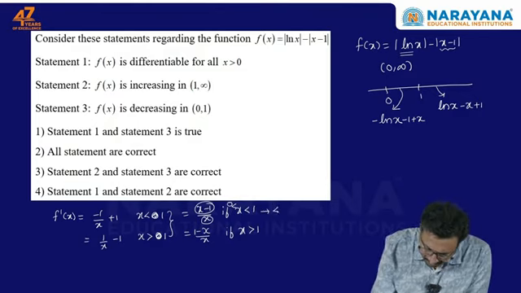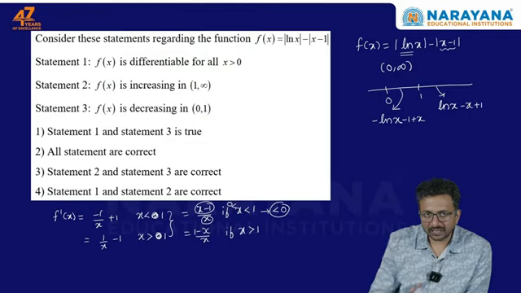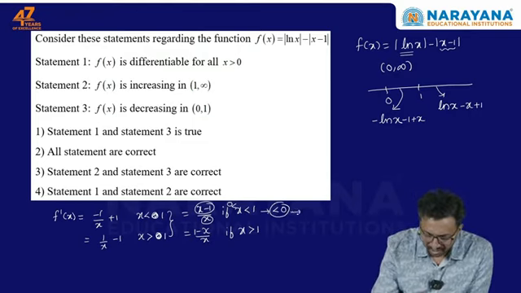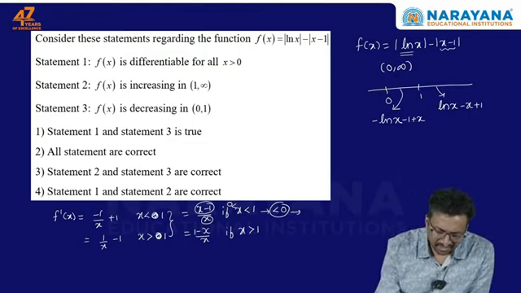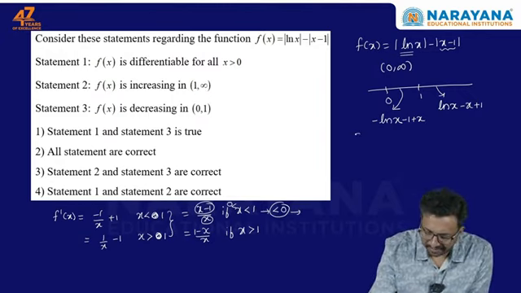So this is always negative. Can you say this? So between 0 to 1, (x minus 1) by x is always negative. F dash is always negative. That means from 0 to 1, f of x is decreasing. So statement 3 is correct, right?